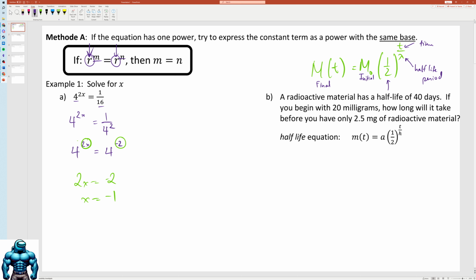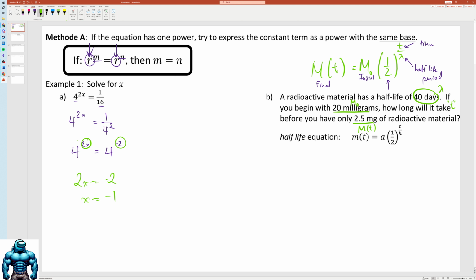Okay, let's have a read. A radioactive material has a half-life of 40 days. Okay, that's our little lambda or h, either one is good. If you begin with 20 milligrams, that's your initial beginning. How long will it take? So t is unknown, we want to solve for t. Before we only end up with 2.5 milligrams. That's our final mass m of t.